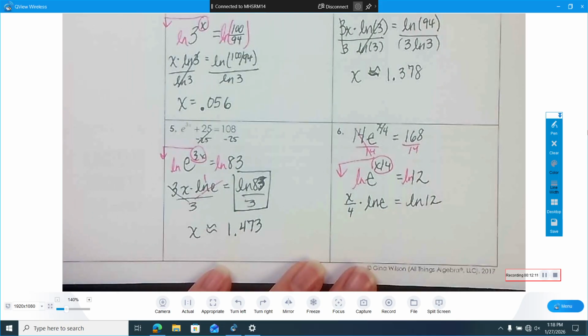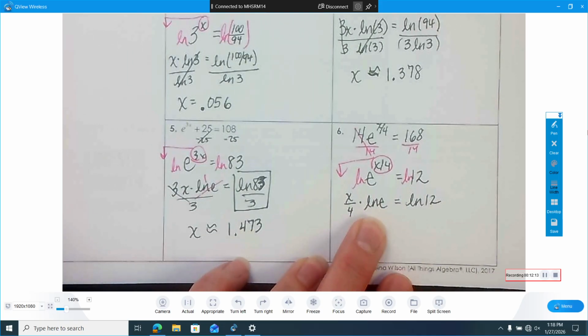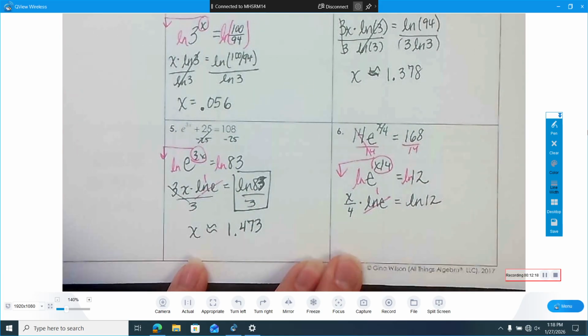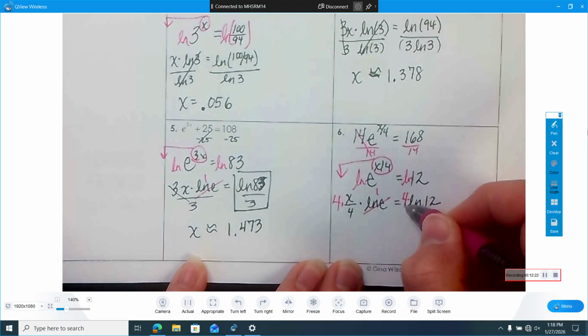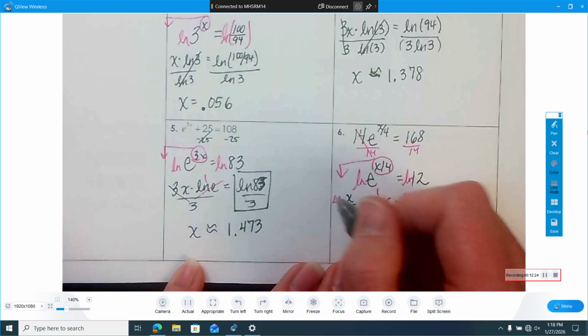What's the natural log of e? Oh, it's just 1. Okay. So now we have x divided by 4, so how do we get rid of divide by 4? Multiply by 4. I can just put it right in front, that's the best way to do it.